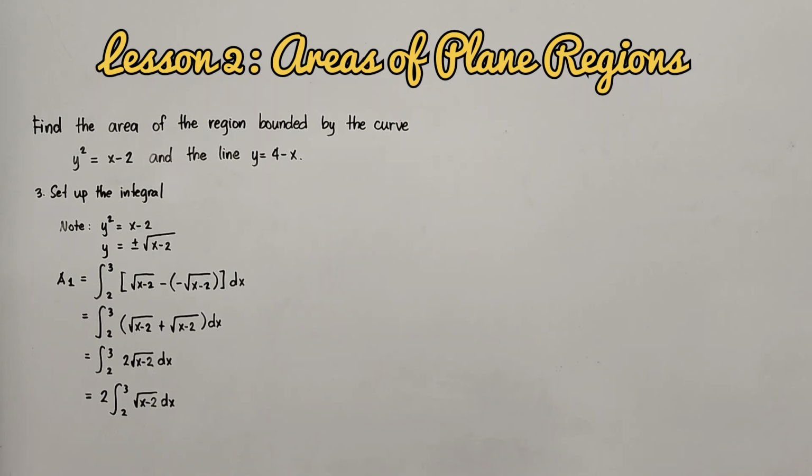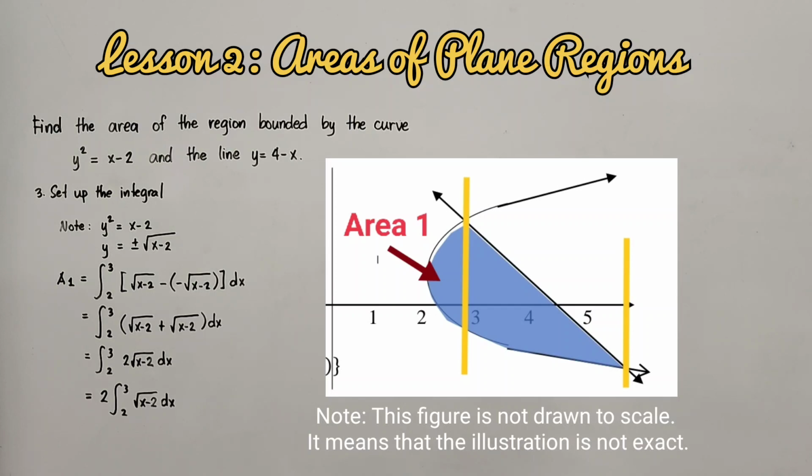Take note on the graph that the first area can be solved by just using one function, the function of the parabola, which is y squared equals x minus 2. By extracting the square root of this function, y is equal to positive or negative the square root of x minus 2. The positive root represents the upper semiparabola, while the negative root stands for the lower semiparabola. Therefore, our A sub 1 is the integral of the square root of x minus 2 minus the negative of the square root of x minus 2 dx, and the lower and the upper bounds are 2 and 3 respectively.